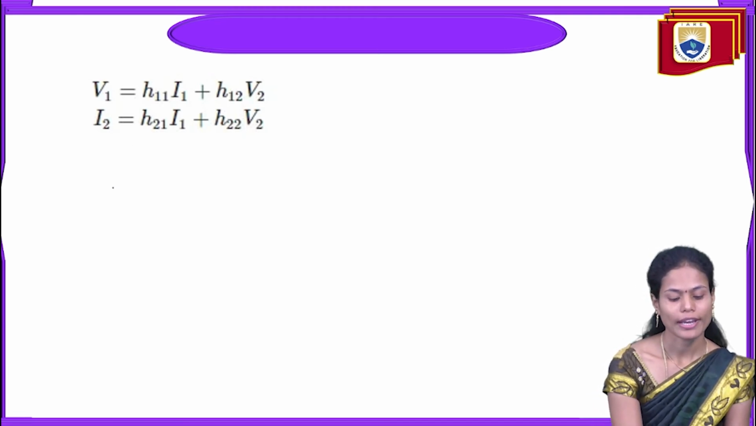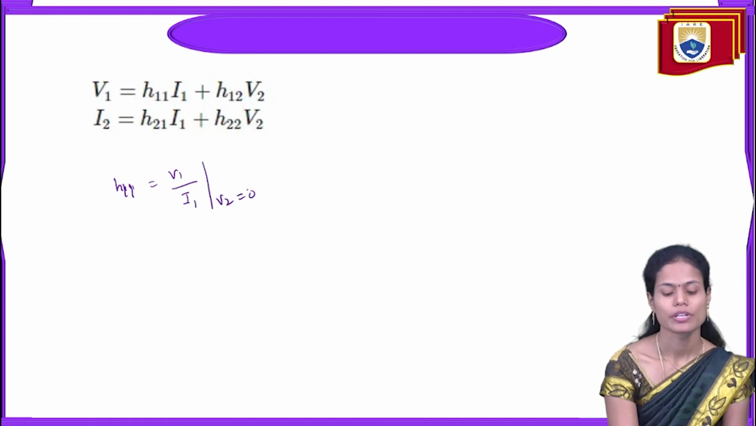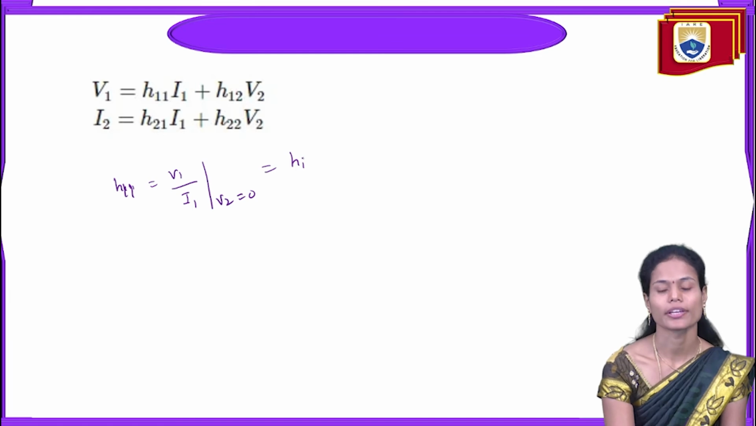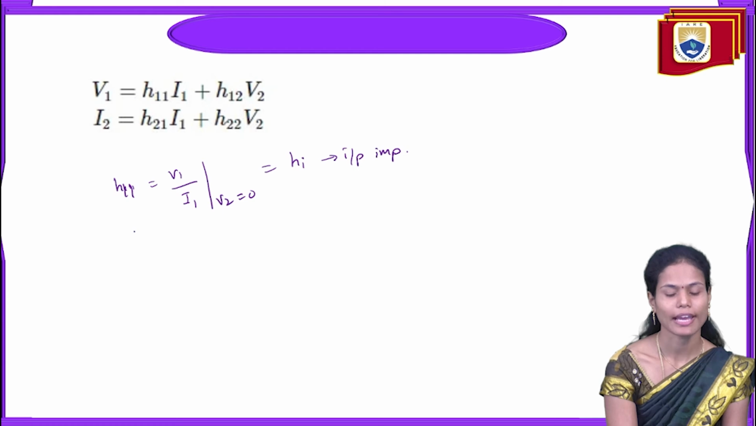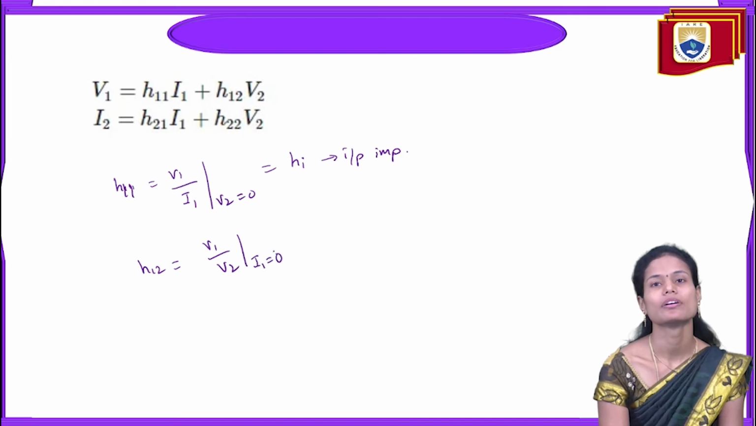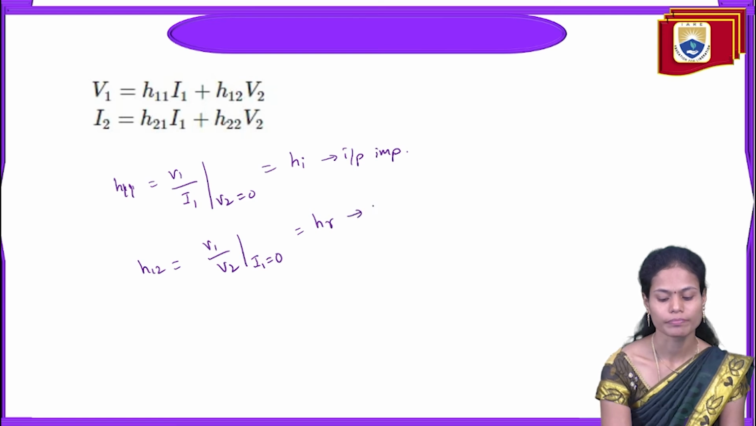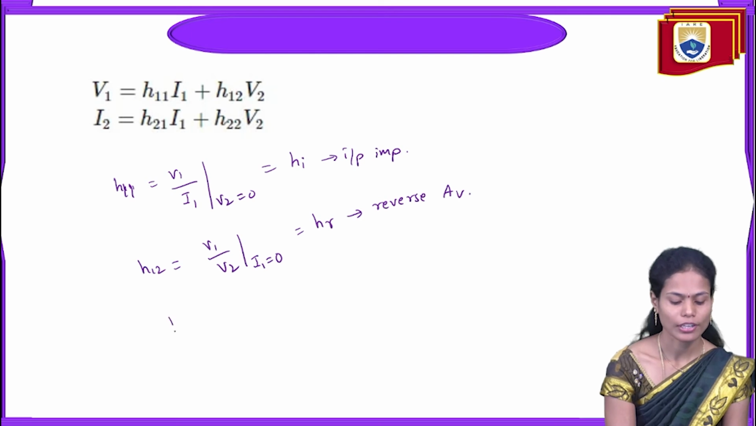To calculate H11, V2 must be 0. That means H11 is V1 by I1 with V2 equal to 0. This one we can call HI, the input impedance. Next we can calculate the H12 parameter. H12 is nothing but V1 by V2 whenever the input current is open circuit, I1 equal to 0. So this is the reverse voltage gain.